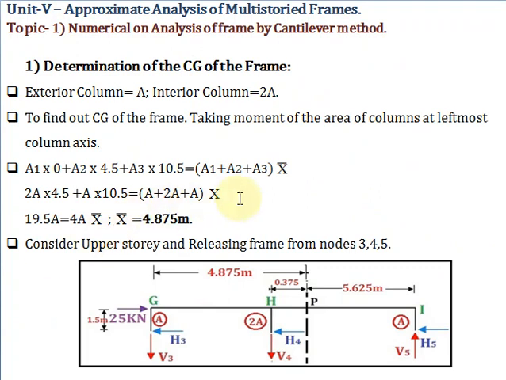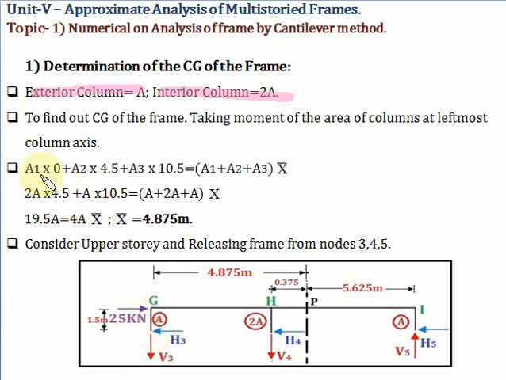Now the next step after locating the point of contraflexure is to determine the CG of the frame. Here in the numerical they have given the area of exterior column as A, whereas the area of internal column is twice A. Now to find the CG of the frame, we will take the moment of the area of column about the leftmost column axis.